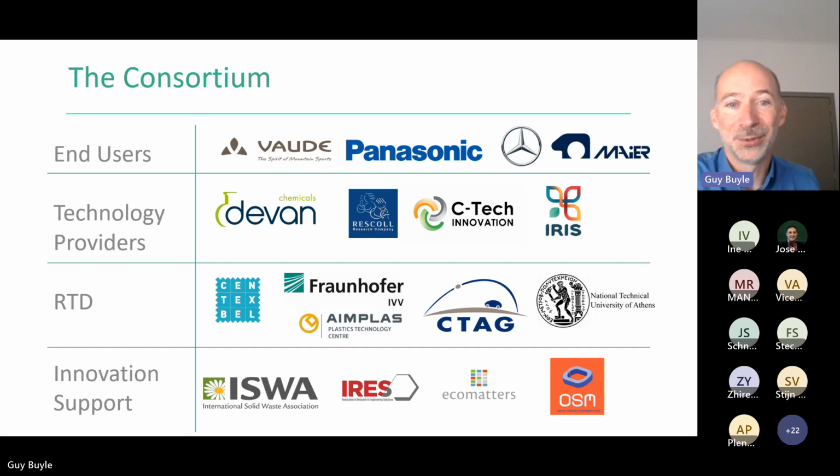We do not have to go into detail, but I just wanted to highlight the different types of partners we have. First of all, we have the end users, the companies who are producing nowadays coated products, coated parts, and who look for a solution so that their products can be recycled. For the textile part, we have the VD, in Europe a well-known producer of outdoor clothing. Then we also have Panasonic, producer of electronics equipment. And from the automotive side, we have Mercedes-Benz, that is well known, and also a tier 1 provider, Meyer.